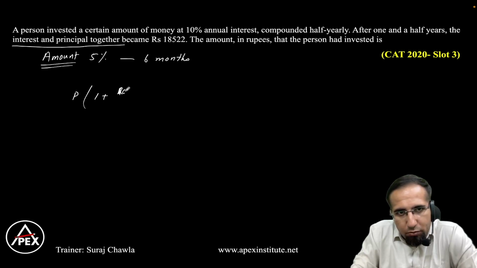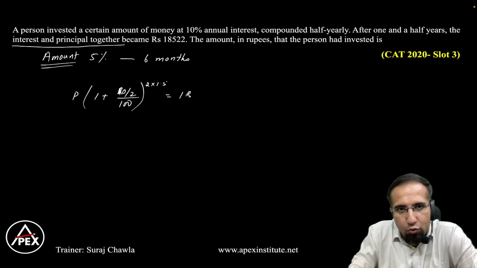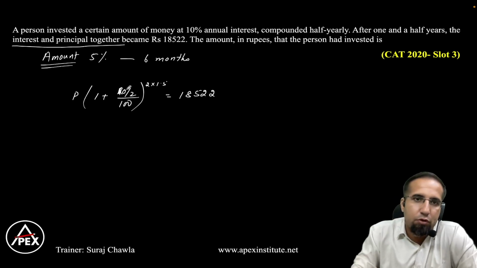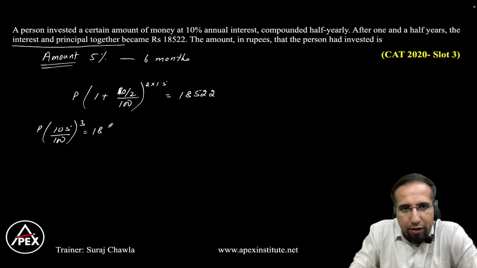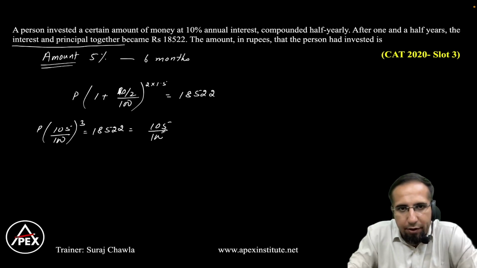That becomes 10 by 2 divided by 100 whole to the power 2 into 1.5. Now this value is equal to 18522. So this becomes 1 plus 5 by 100. So which becomes P into 105 by 100 whole cube is equal to 18522. Or we get 105 by 100 into 105 by 100 into 105 by 100 into P is equal to 18522.